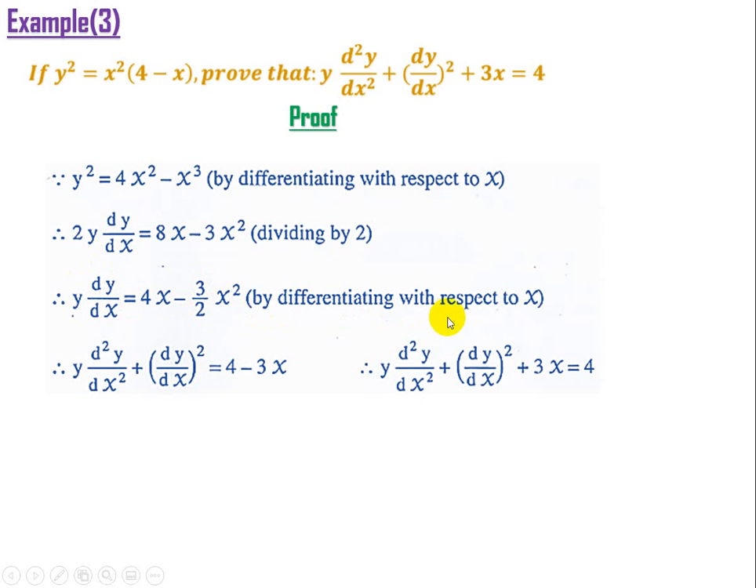By differentiating with respect to x, bring down y. Derivative of dy/dx is d²y/dx², plus bring down dy/dx, derivative of y is dy/dx, which means (dy/dx) all power 2 equals 4 minus 3x. Moving 3x to the left hand side using the other sign, so y d²y/dx² plus (dy/dx)² plus 3x equals 4, and this is the required.